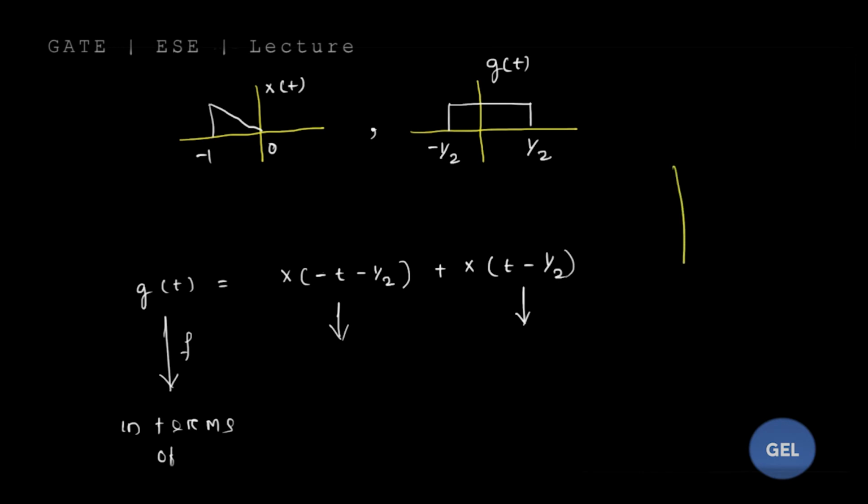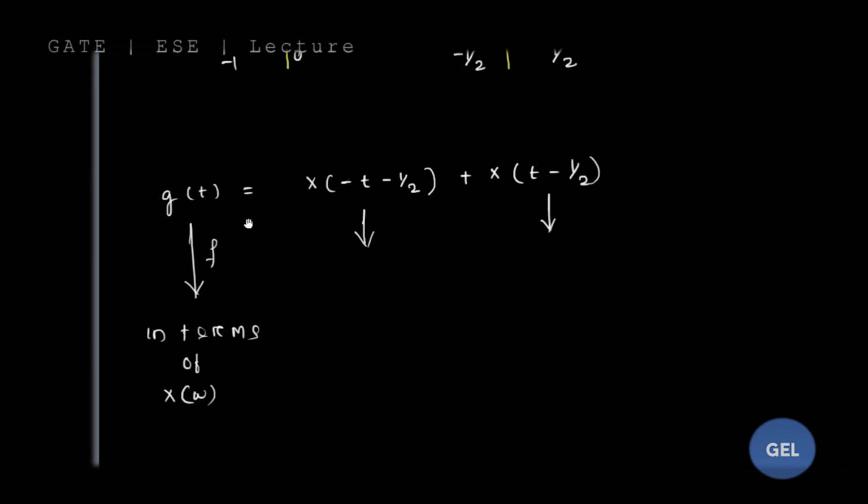Whose expression is this? This is the expression of this function. I'm really sorry. This is the expression of this function. Clear? Minus 1/2 plus 1/2. And this is the expression of this one. This is your g of t. Clear? Now, what is the important concept here?